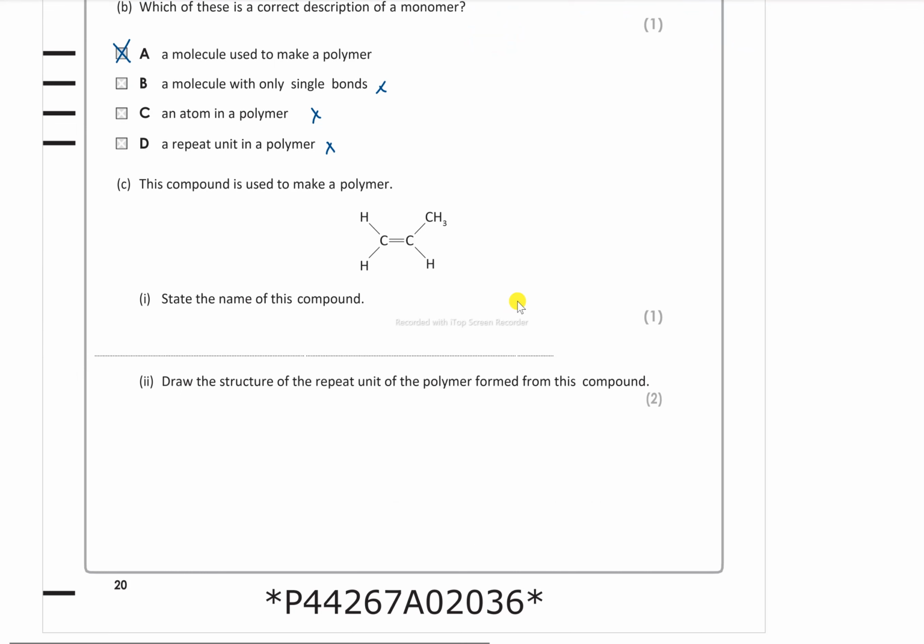What's the name of this compound? It's got a double bond, and it's got 1, 2, 3 carbons. So it's monkeys eat peanut butter. Monkeys eat peanut. So it's propene.